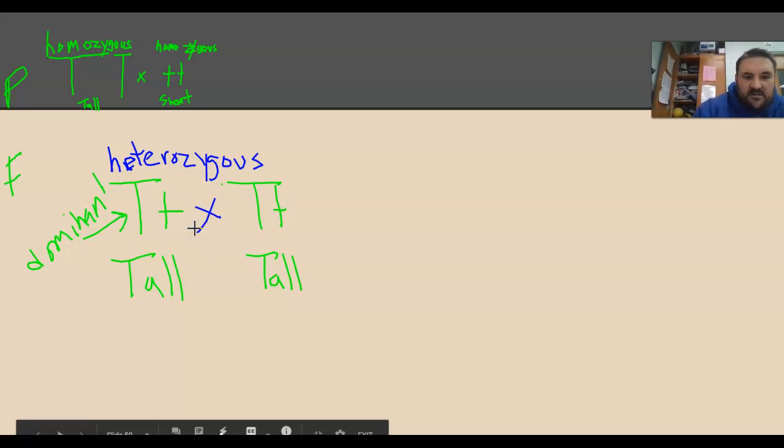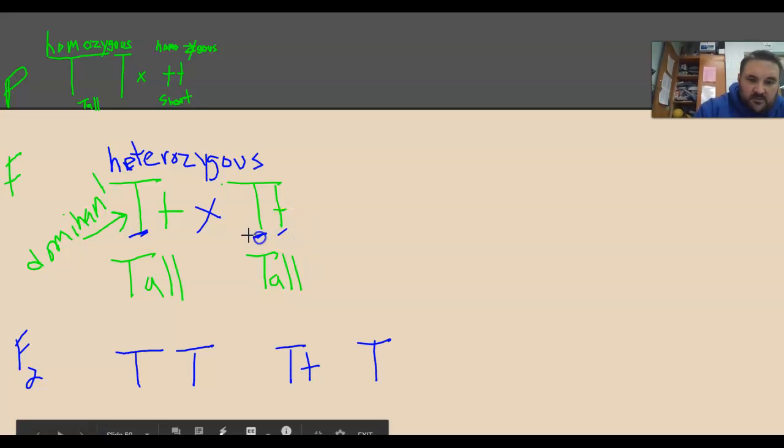So when he bred capital T, lowercase t's together, what he got was this F2 generation. You got some that had 2 talls, and you have some that got a tall and a short, or a tall and a short. So we end up with 2 heterozygotes.